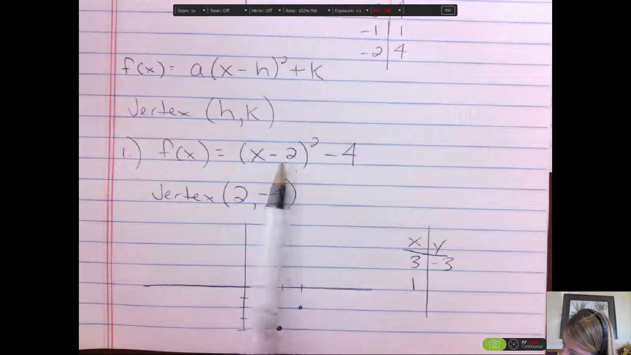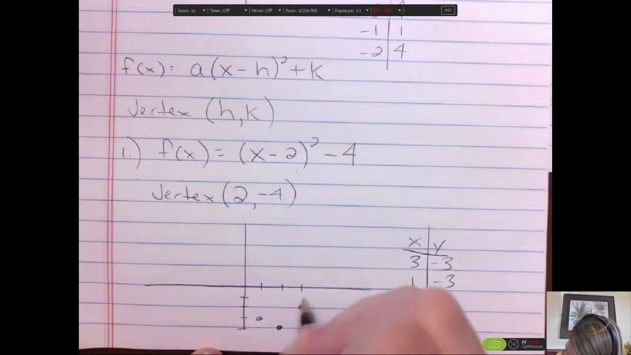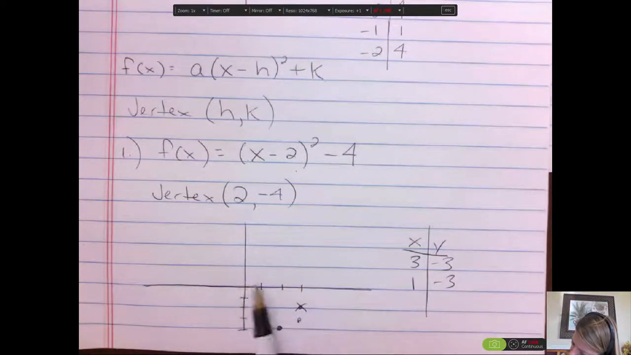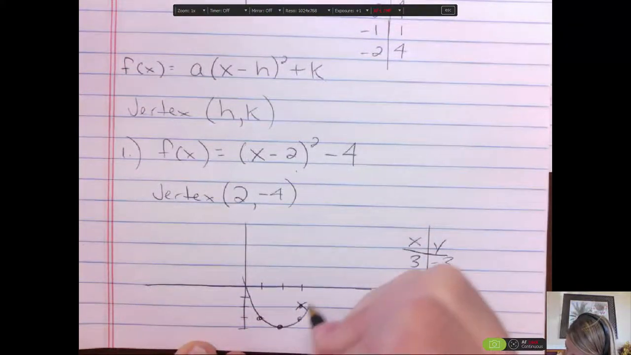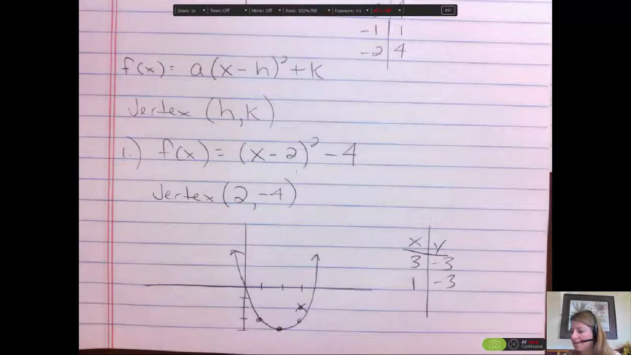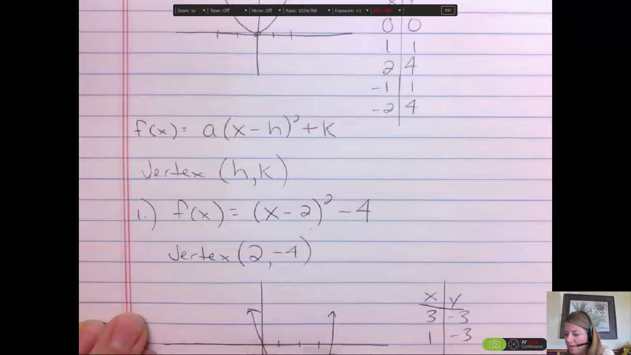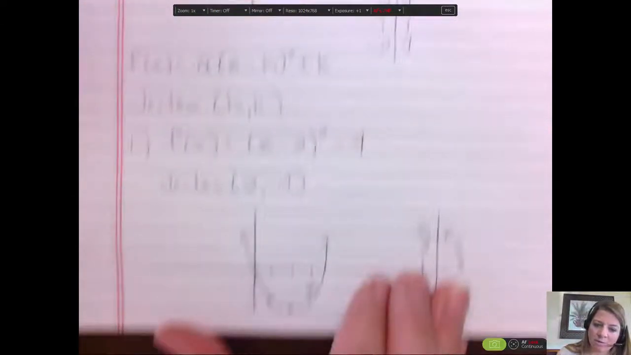-1 squared is 1. 1 minus 4 is -3. So at 1, we're also at -3. Oops, should be down here. I don't know why I put it up there. -3. 1, 2, 3, -3. Sorry. So 3, -3, 1, -3. So there's our general shape. So there we go. So all we did was take this general graph here, our parent graph, and we moved it over and down. That's it. Over 2, down 4. And that's the general idea.